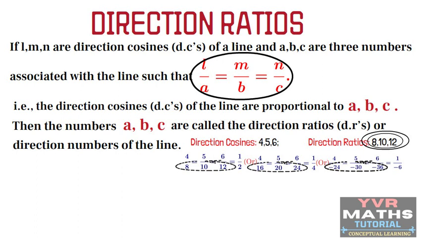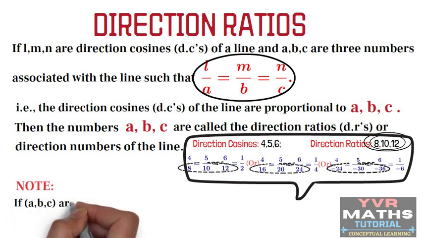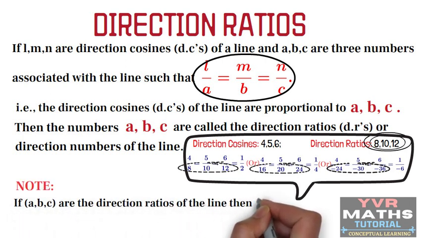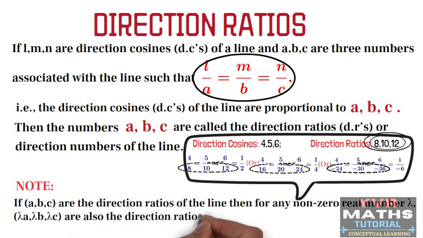Like this, if we multiply these numbers with any real number, then we will get a new set of numbers. Every set of numbers will be proportional with the direction cosines. That's why, based on this explanation, every line has an infinite number of direction ratios. So based on this explanation, I will give you one point. Observe here, if a, b, c are the direction ratios of the line, then for any non-zero real number lambda, lambda a, lambda b, lambda c are also the direction ratios of the same line. Here, lambda should be not equal to 0.